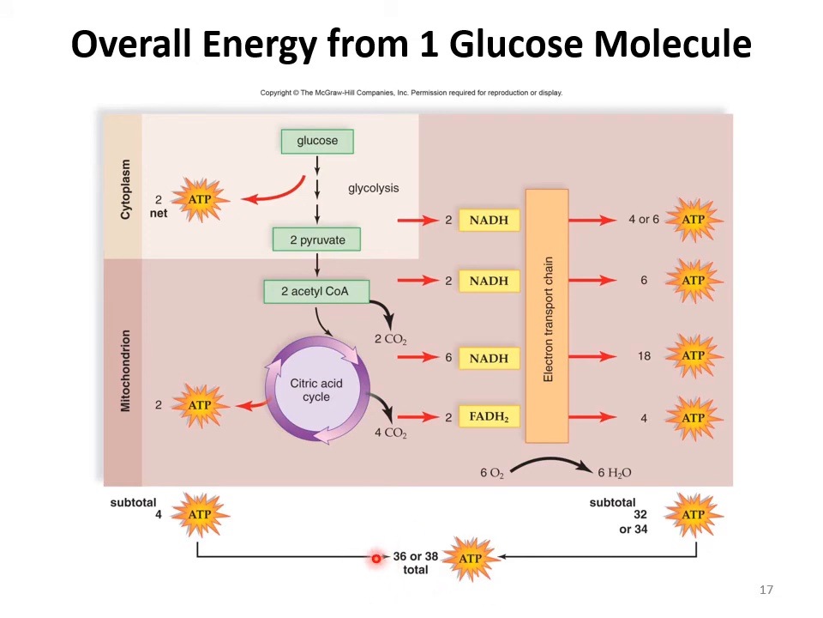Now notice that this slide was focusing on the overall energy. So what did we leave out here? The prep reaction, because you're not getting any energy from that. If you want to remind yourself, you can squeeze in that the prep reaction would be occurring over here before the citric acid cycle, but they left it out from this figure because no energy, no ATP, is produced in that process.